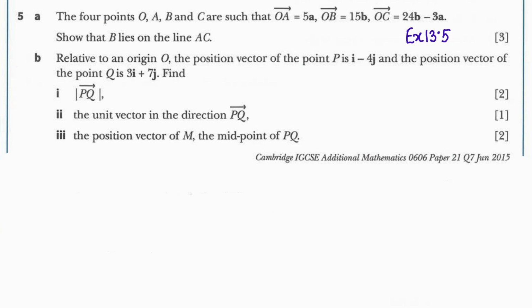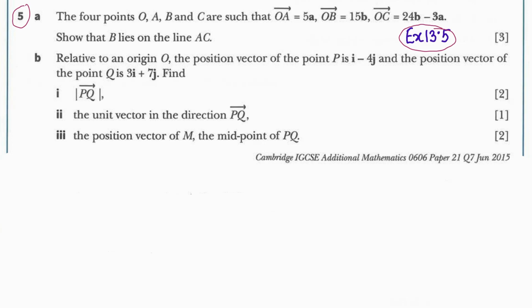Vector equation from the admission book, question number 5 of exercise 13.5, we are doing right now. The question is written here: O, A, B, C are such that OA is given, OB is given, OC vector is given here, and they wrote here B lies on the line AC.